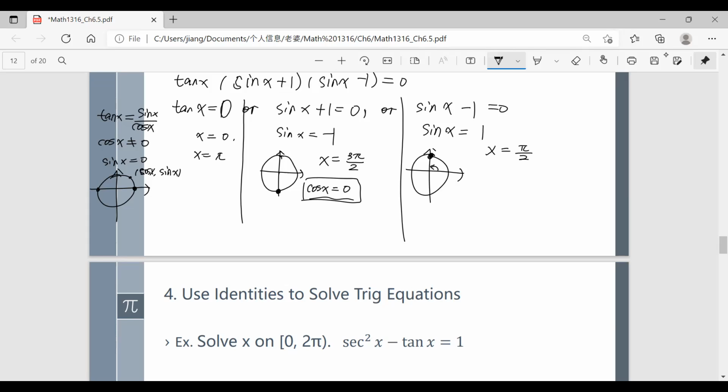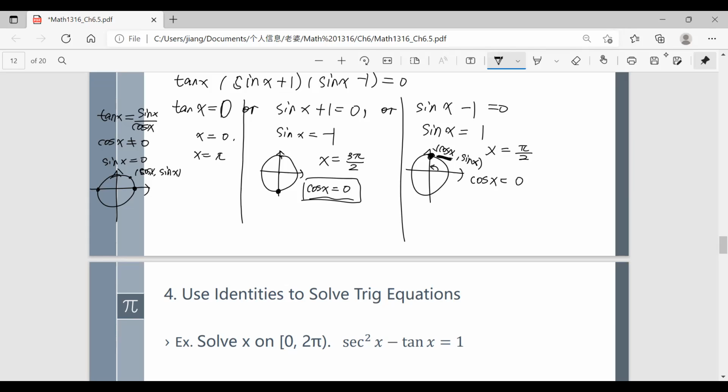And how about the cosine x? Cosine x, what is the x value? Sorry, I mean the x here, that's the cosine x, sine x. So cosine pi over 2 here, that's 0.